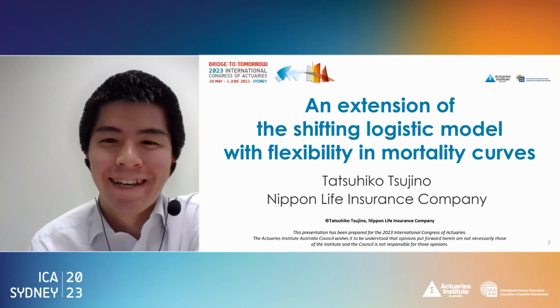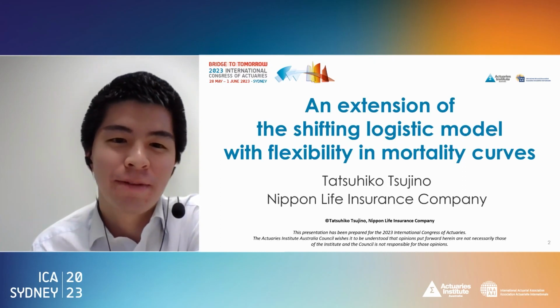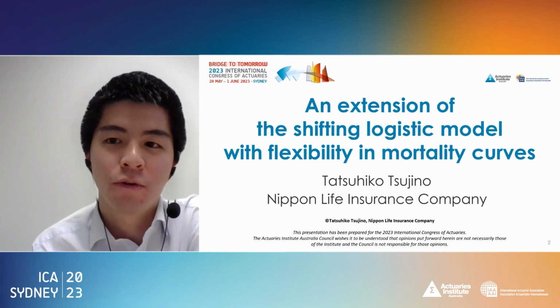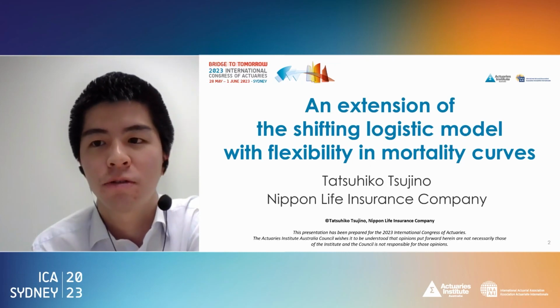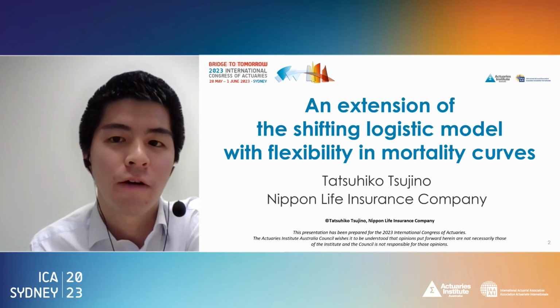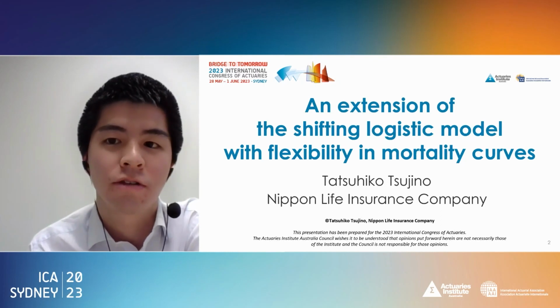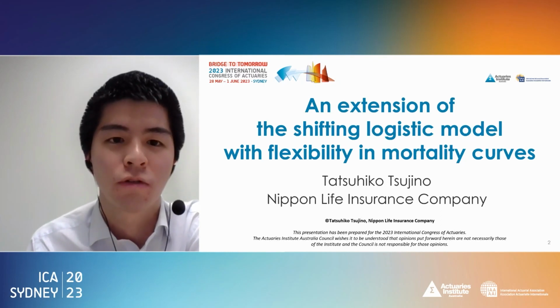Today, I want to propose a mathematical model of human adult mortality, focusing on the recent trend of the adult mortality curve and inspired by the existing method called the shifting logistic model.